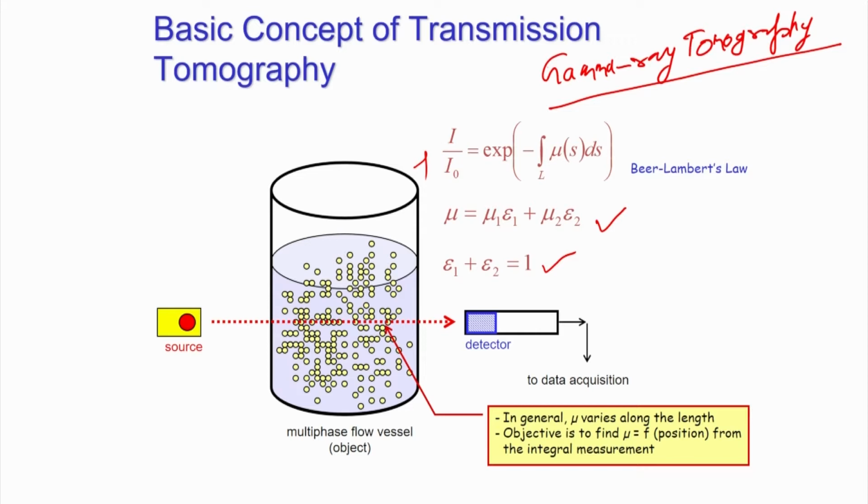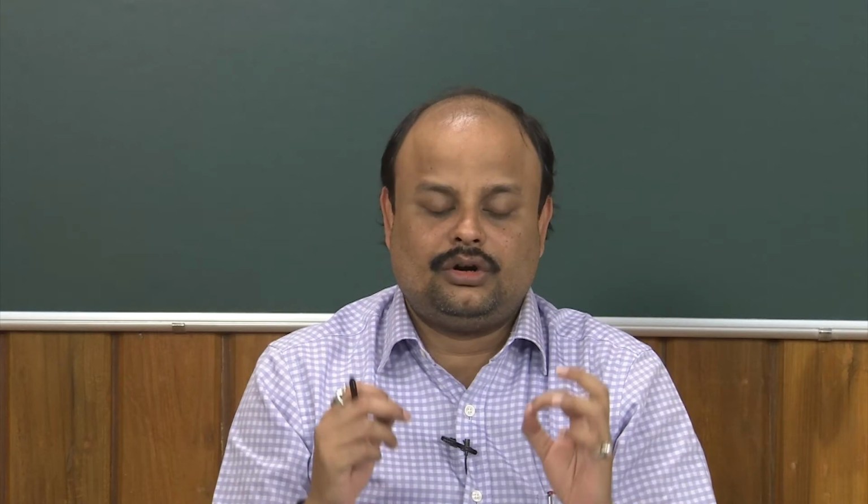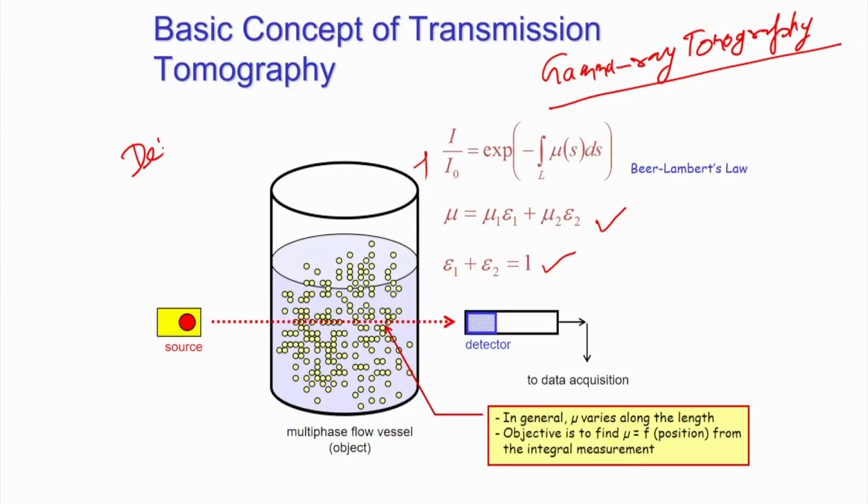Now what we are getting here is a line integral, and that's why this technique is called densitometry. Whatever we have discussed is called densitometry, which uses line integral data and provides line integral volume fraction data. So that is called densitometry, which is also referred to as first generation tomography.